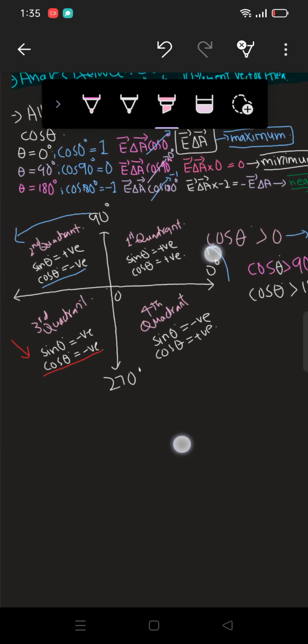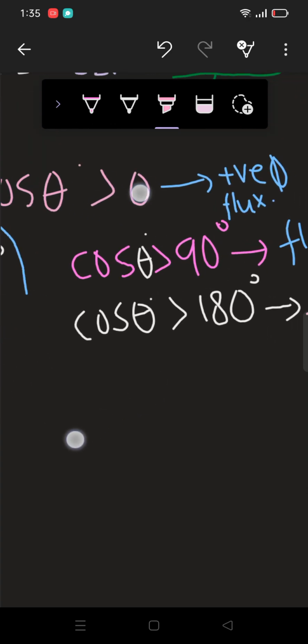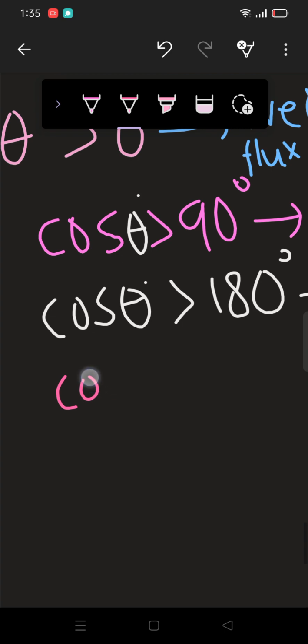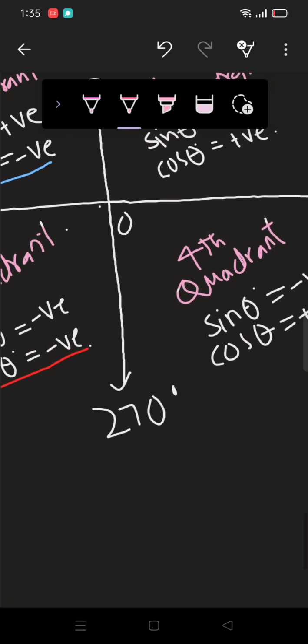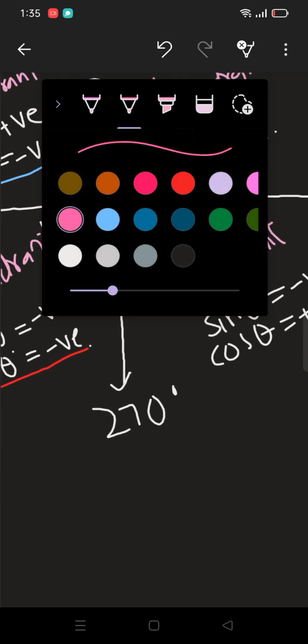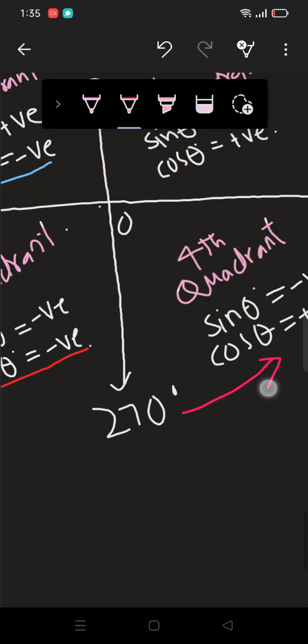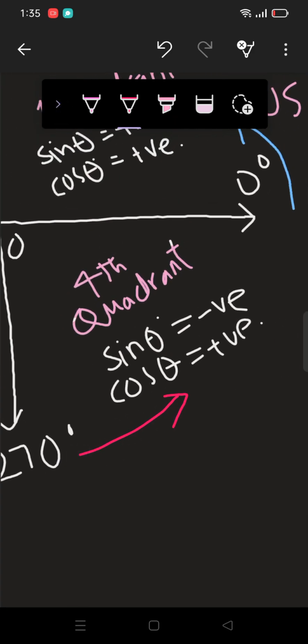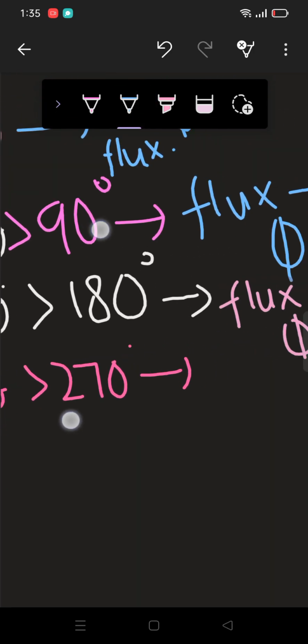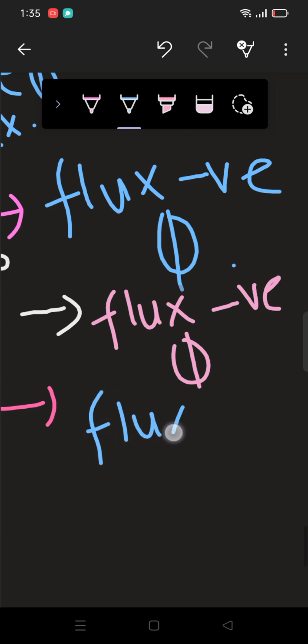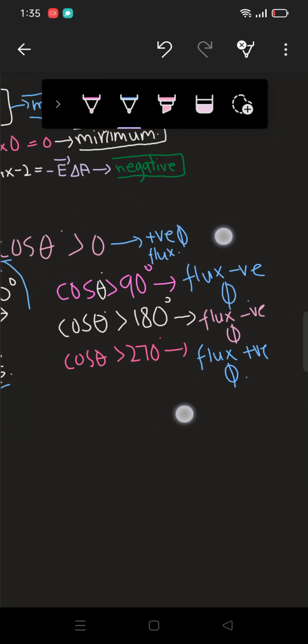But what if you have an angle greater than 270? Your angle is greater than 270 degrees. What will be the effect on the flux? Now see, your angle is greater than 270, which means you will now start moving from here, right? So which means your angle lies in the fourth quadrant, and we know that cos theta is positive in the fourth quadrant, so of course your flux will be positive. Your flux will be positive in the fourth quadrant, which means if your angle is greater than 270.